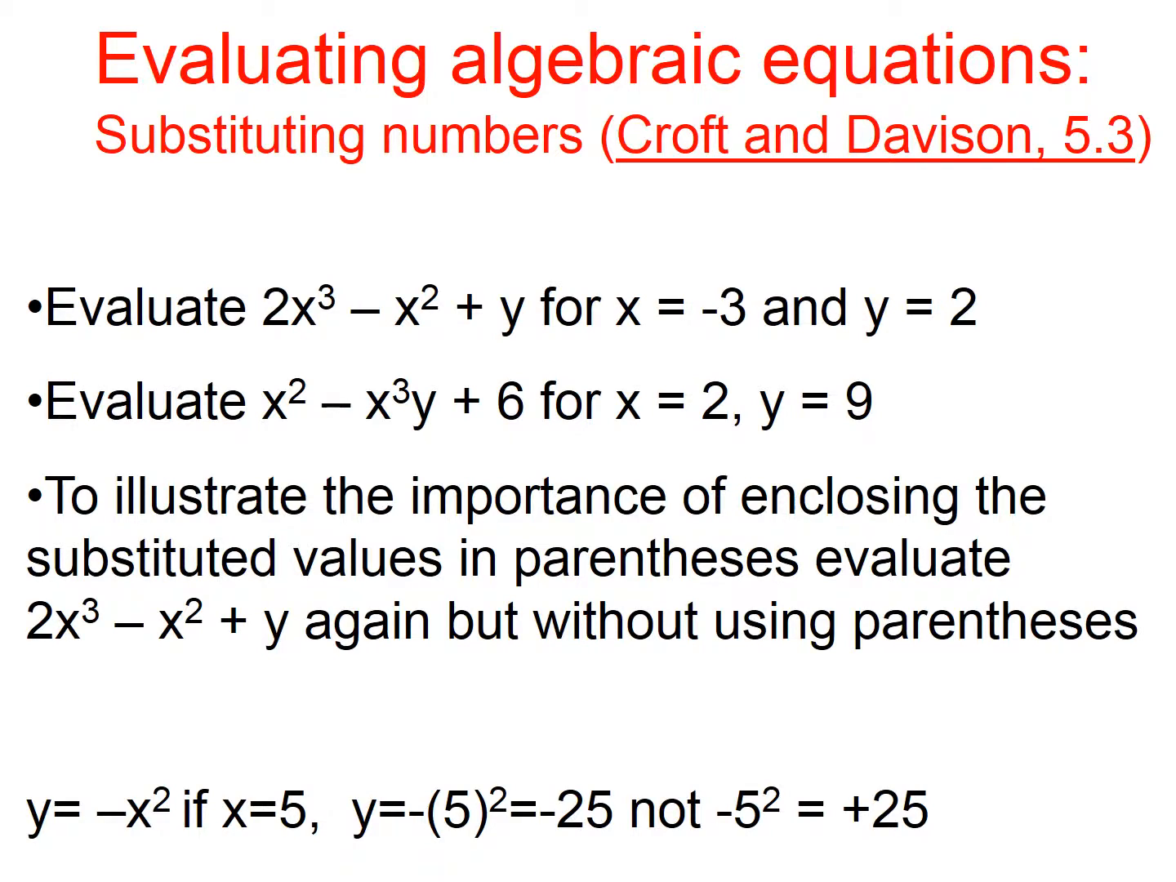So if you substitute in using brackets, this is the equation we're trying to substitute into. If you put brackets in here, 2 times minus 2 all cubed, that's minus 2 times minus 2 times minus 2. We've got an odd number of minuses in there, so it will be minus 8. So 2 times minus 8 is minus 16.